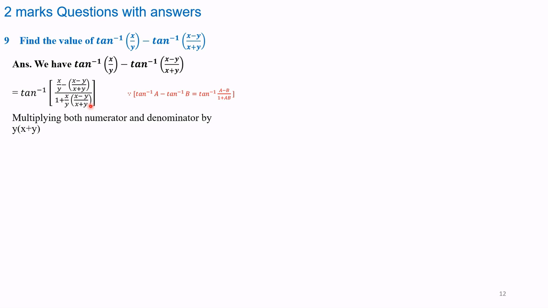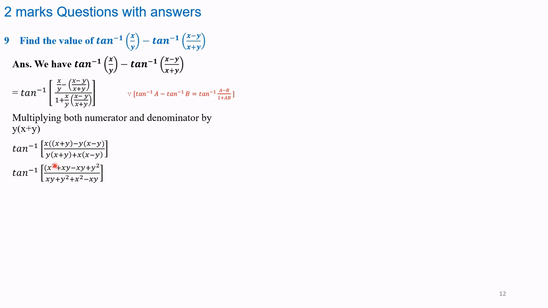Therefore, multiplying both numerator and denominator by y into x plus y, we multiply the whole numerator by y into x plus y, we get x into x plus y minus y into x minus y, divided by y into x plus y plus x into x minus y.